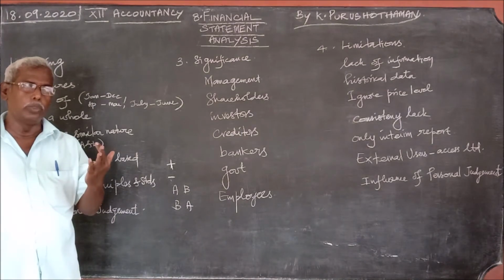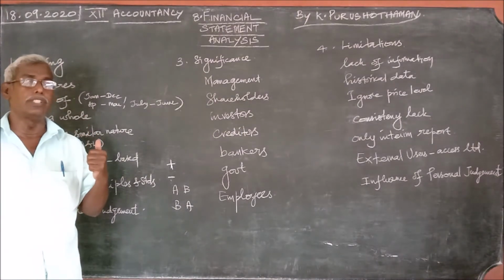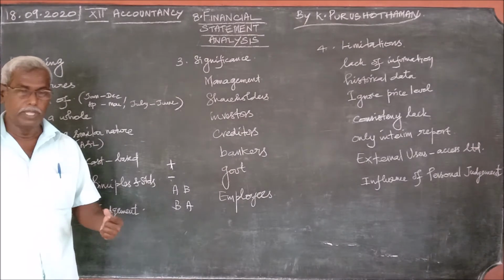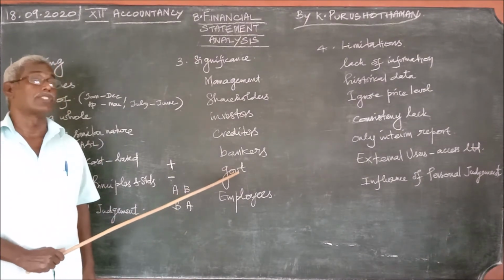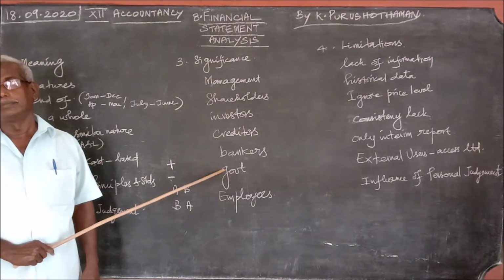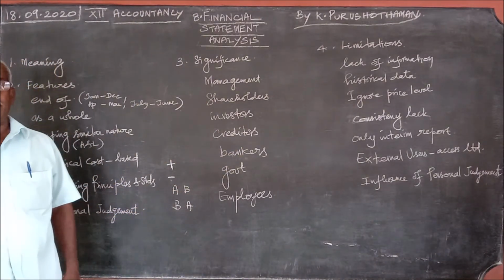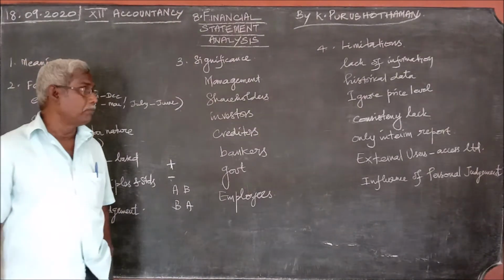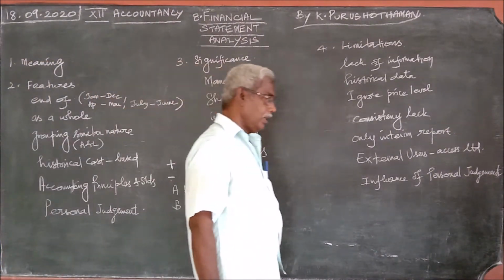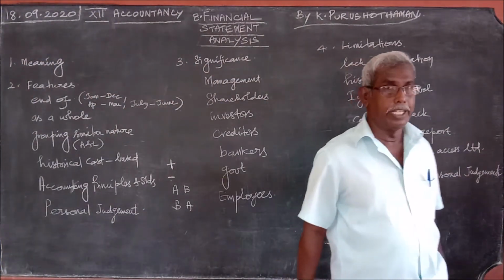From going through all these financial statements only, the government levies taxes on the concern. It should be an authenticated one. Okay, the next one is the employees. Next one is the employees.